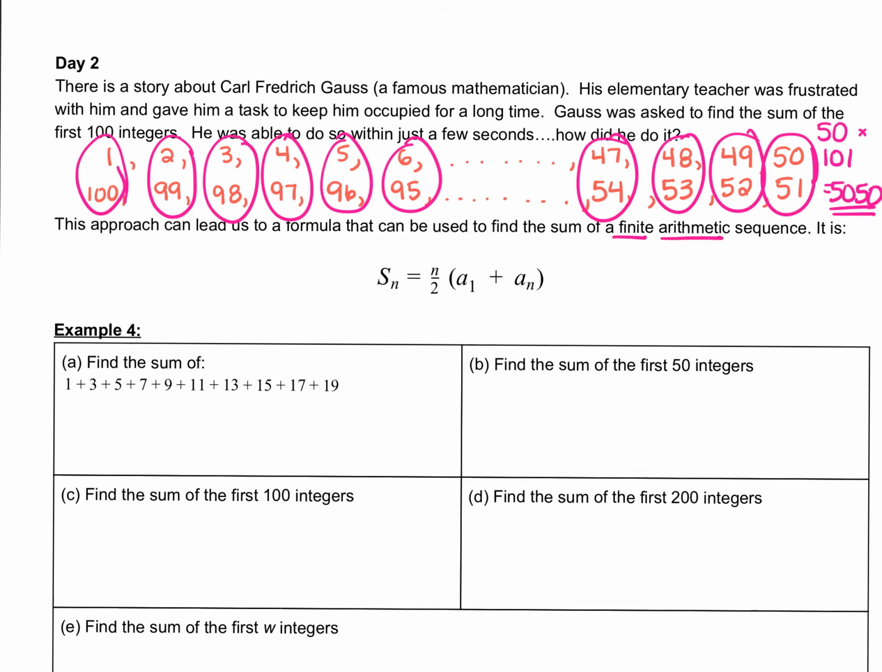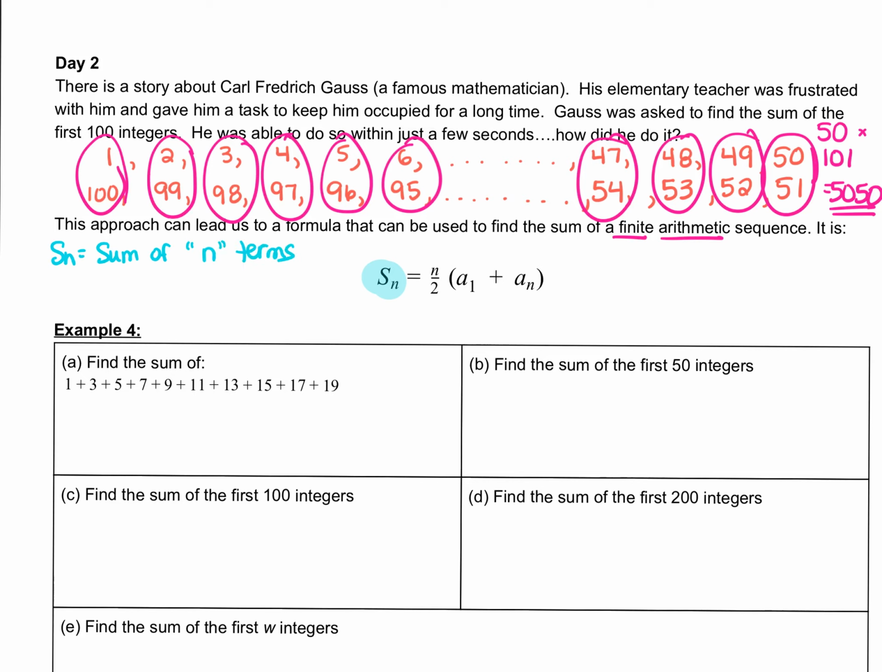And these are the two characteristics that have to be true. It has to be finite, can't be infinite, so it has to start and stop somewhere specific. And it has to be arithmetic, so we need to be adding something or subtracting something to get the next term. That formula looks like this. So this S sub n just means the sum. When you see S sub n, it's the sum of n terms.